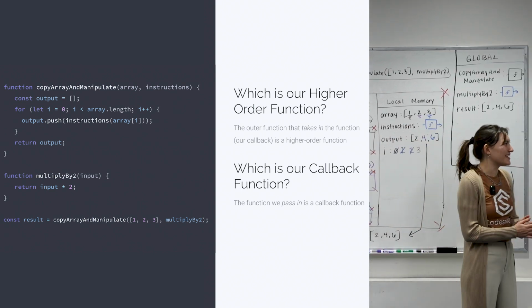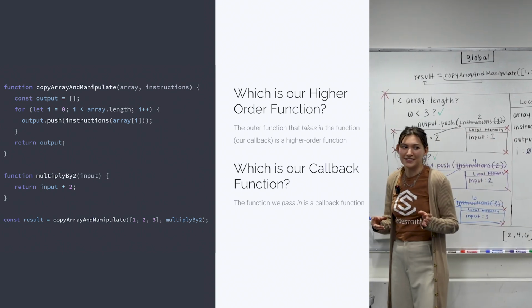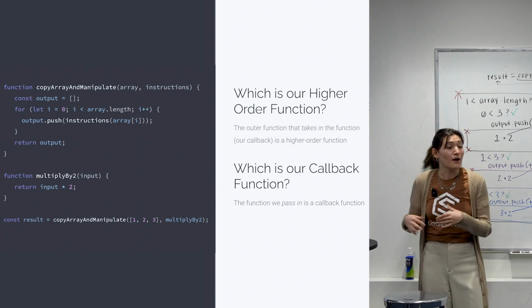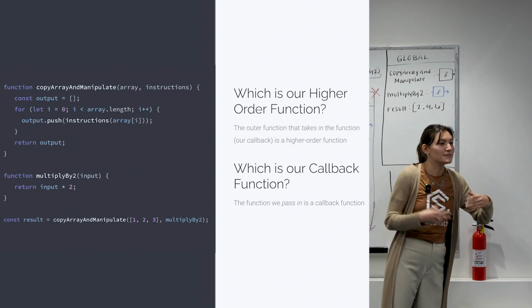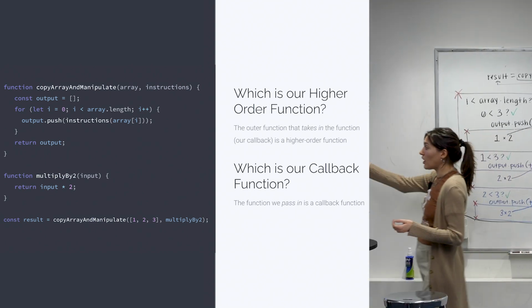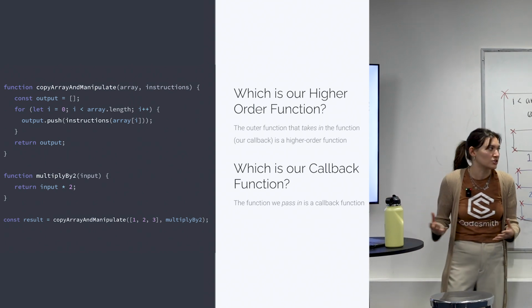Yeah, absolutely. So the higher order function is just a function that takes in another function as an argument. That's all a higher order function is. It has this parameter that is meant to be a placeholder for a function definition. And then our callback function is just a function that we pass into another function.